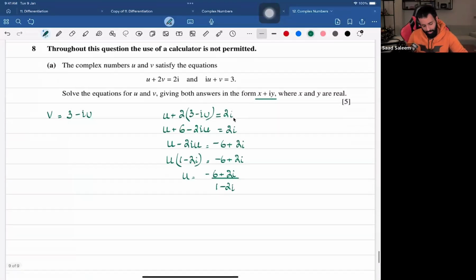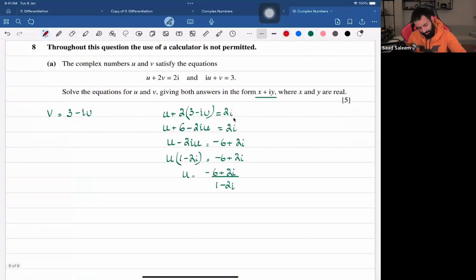Okay. Now we can't leave our answer in this form, so we rationalize. We multiply this by 1 plus 2ι. Not rationalized actually, but it's similar to rationalization. So here's what we do. In the denominator, it becomes 1 square plus 2 square. So that's pretty straightforward. It's the numerator where you have to do the working.